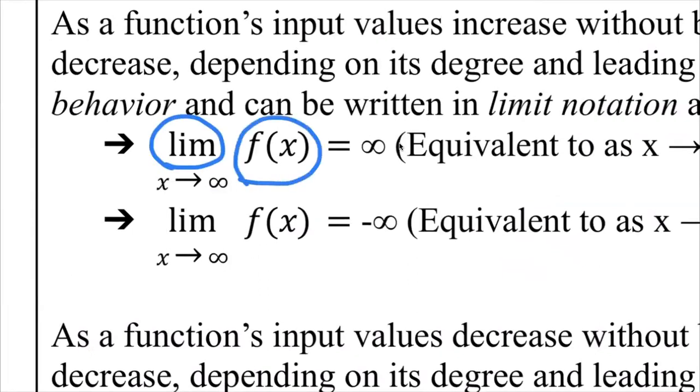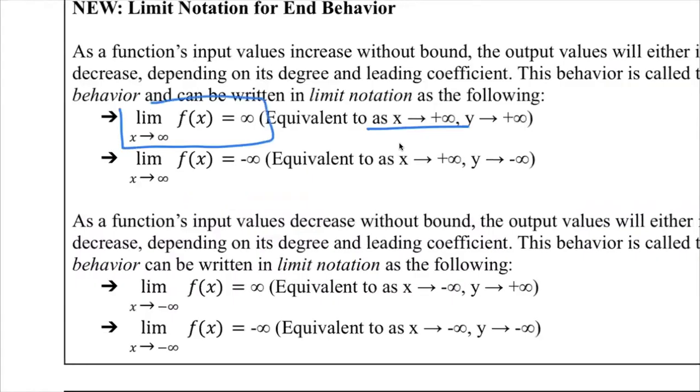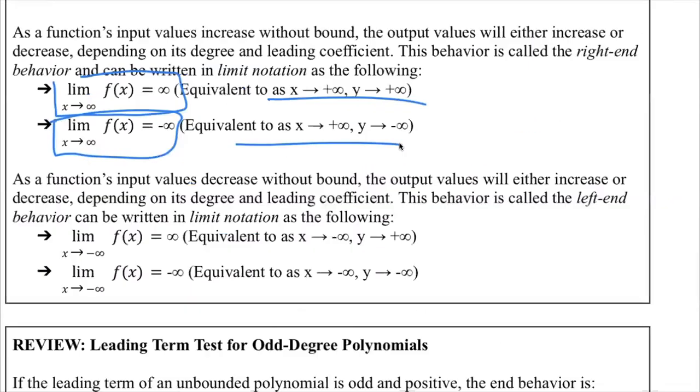You read this limit notation as the limit of f of x as x goes to infinity is infinity. So essentially, this notation written in limit notation is equivalent to as x goes to positive infinity, y goes to positive infinity, and this is equivalent to as x goes to positive infinity, y goes to negative infinity.